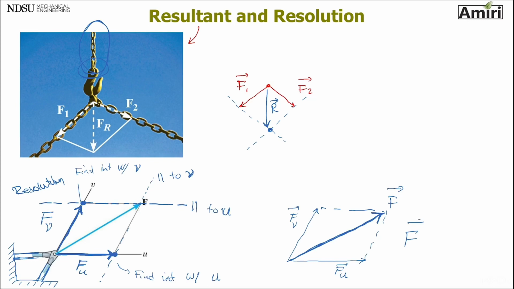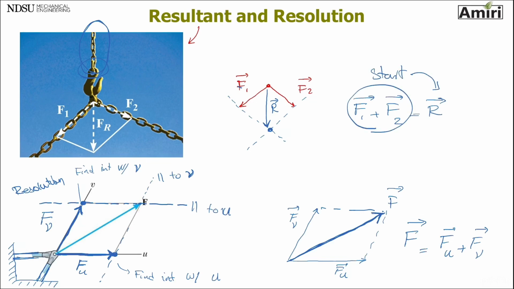So vector F is just the addition of F sub U plus F sub V. Same thing here: F1 plus F2 equals that resultant vector. So they're both the same thing. The only difference is here we start with two, and we end with that one. Here we start with F, and you end with those two. That's what is called a resultant and a resolution.